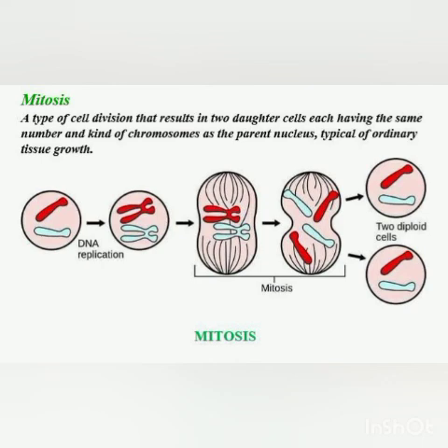So students, in mitosis two cells are produced and the number of chromosomes in both the cells is diploid. Next we will do in the next class.